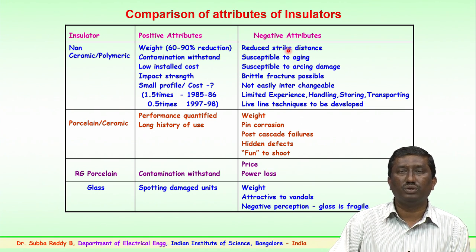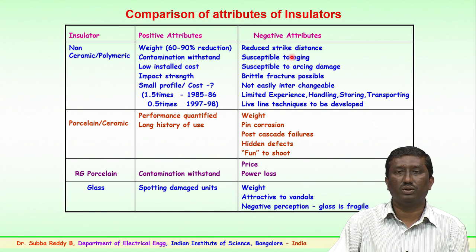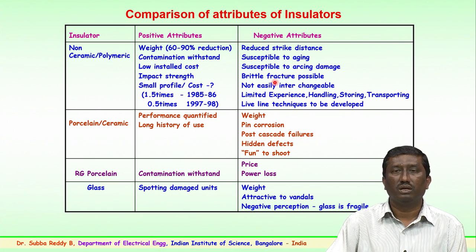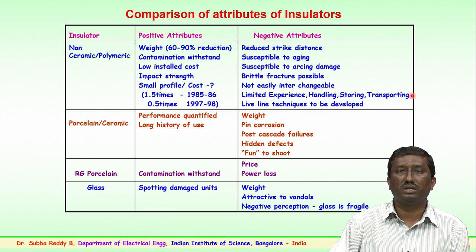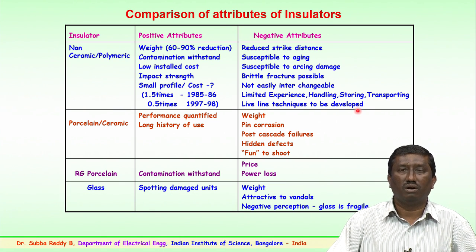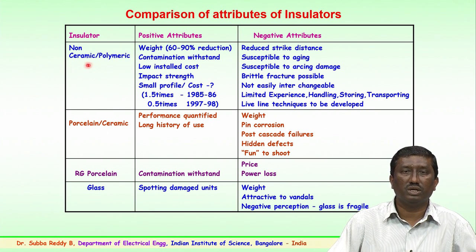Negative attributes when you look into the non-ceramic or composite insulator: they have a reduced strike distance, and are susceptible to aging because of the material being organic in nature. They are susceptible to arcing damage, and brittle fracture has been noticed over a period of time. It is sometimes difficult to interchange different types of insulators because of different designs. And as mentioned, they have limited experience. So handling, storing, transportation and live line techniques are still to be developed. These are very important because the technology is newer.